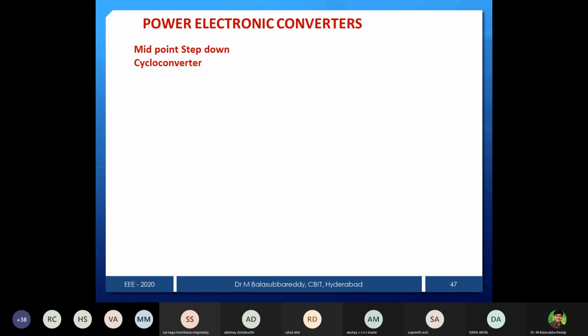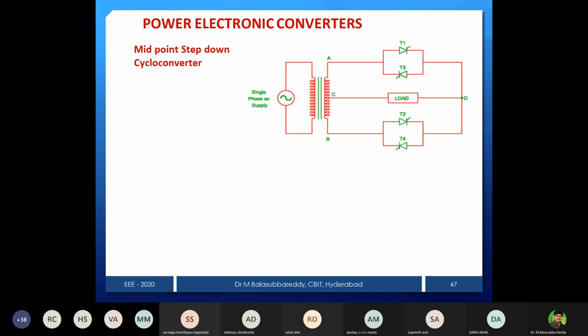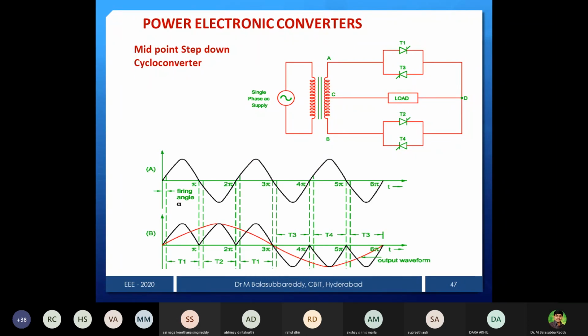Circuit different, but waveforms are same, because outputs are same, whether I use bridge type or midpoint type. Only thing is you can eliminate the transformer. This is the circuit. In this circuit, I use a midpoint transformer and 4 thyristors. And we'll see the output. This is the output. Detailed explanation is not required at the moment.